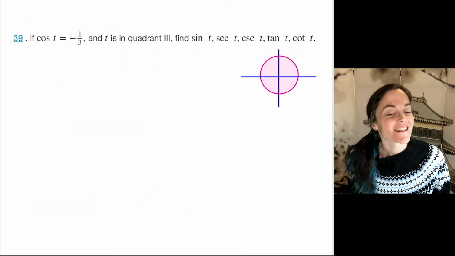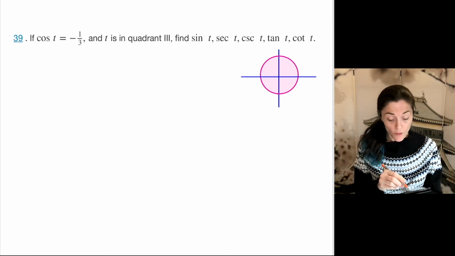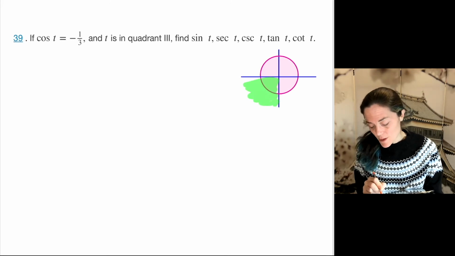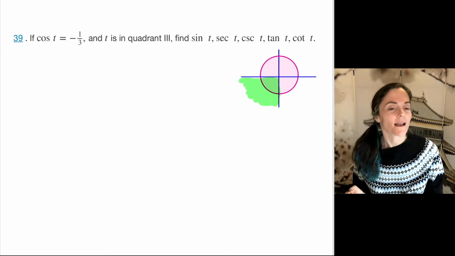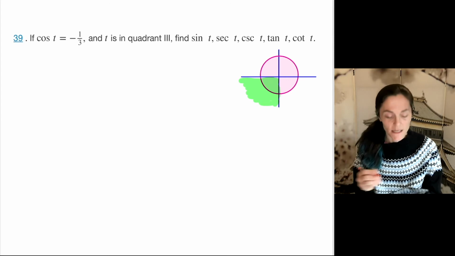Our last question, 39, is very similar. Here we are in quadrant 3. So let me highlight the quadrant we are in. It is down here. In quadrant 3, sine and cosine are both negative. And we're given the cosine. It's negative 1/3. We want to find the other 5 trigonometric functions.